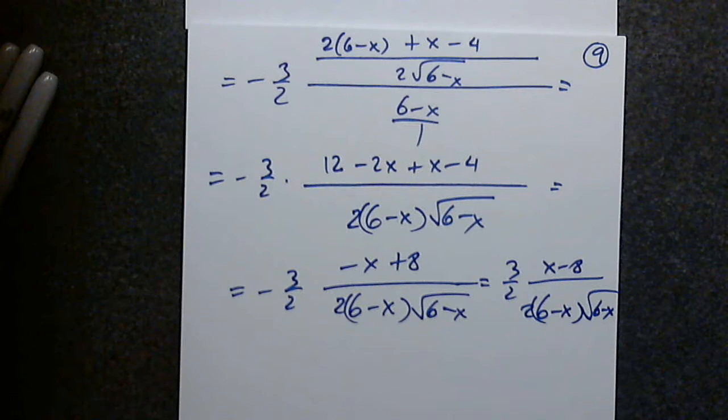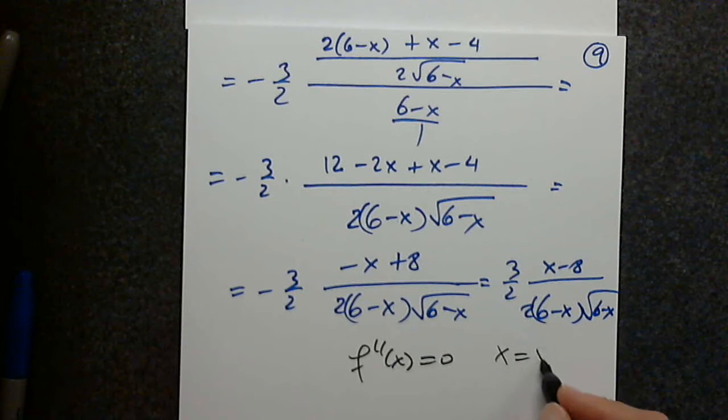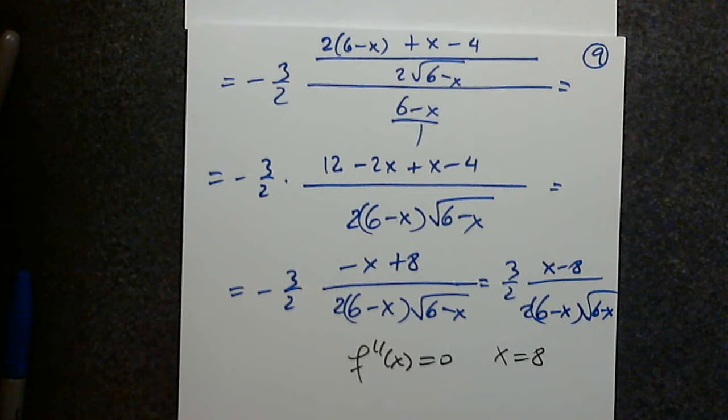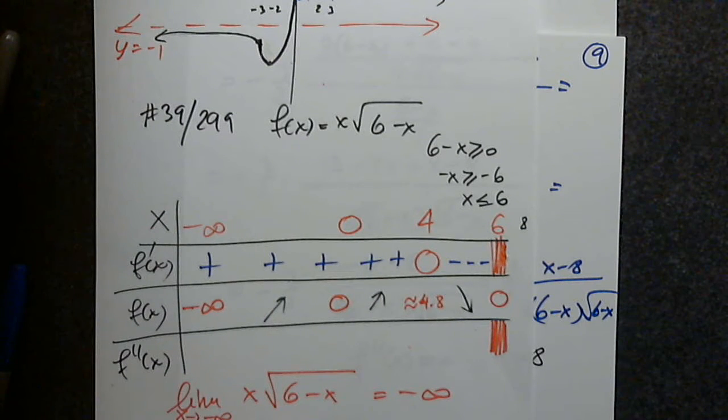After all this work, I managed to determine when f double prime is 0. When is f double prime 0? Only at x equals 8. But that's beautiful. That's awesome. I worked for 10 minutes to realize that 8 is not even in the domain. Awesome. It's okay. No problem.